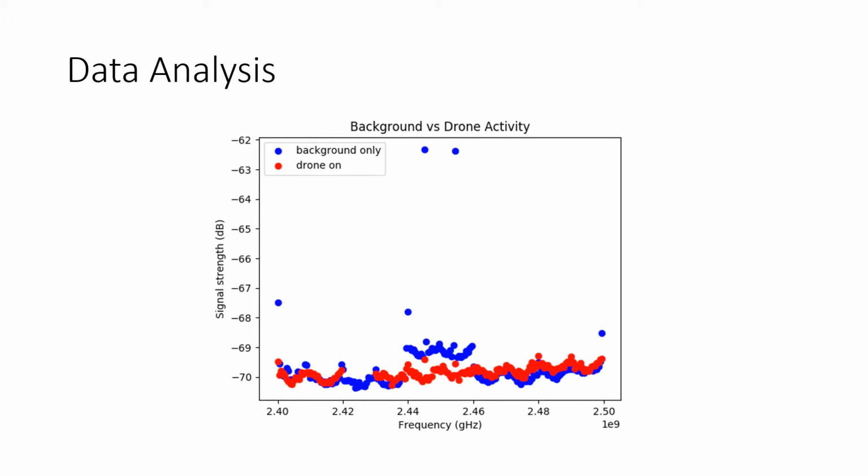This data is visualized in this scatter plot. You can see that in the cases where the drone was flying in red, there was slightly higher signal strength and a greater signal change.